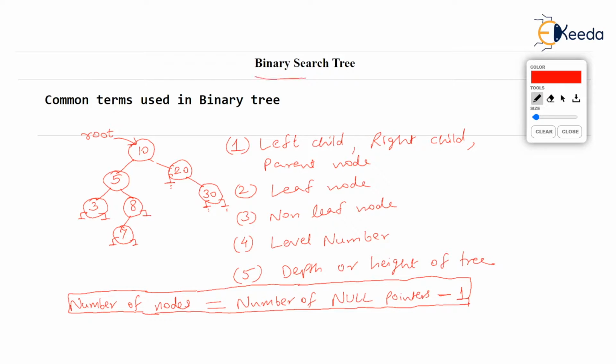In the previous video, we got introduced to binary search tree and we saw the procedure to create a binary search tree. Now in this video, I will explain a few common terms which we often use while discussing binary tree or binary search tree. Well, the first term here is left child, right child, and parent node.